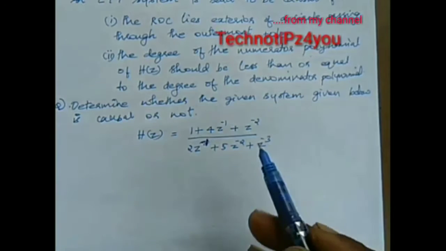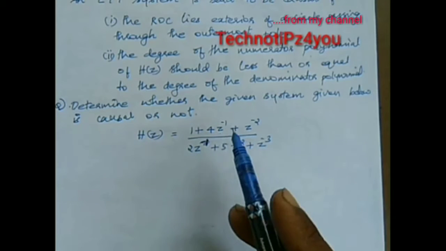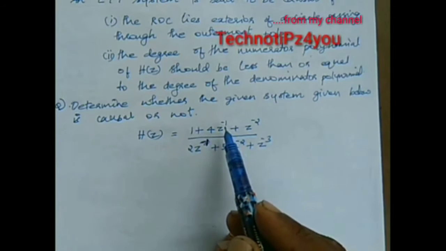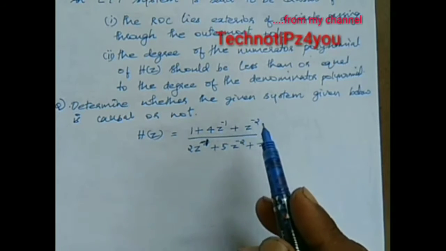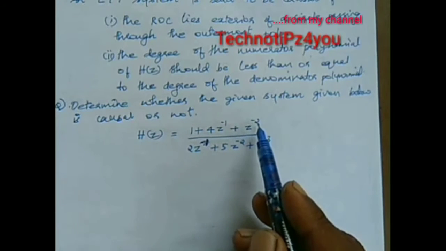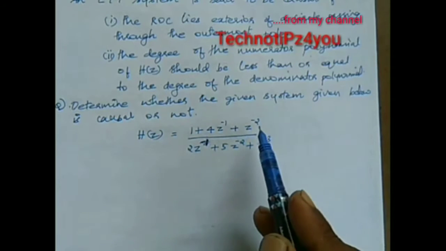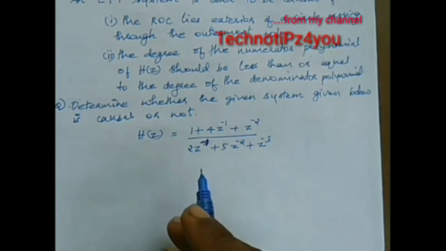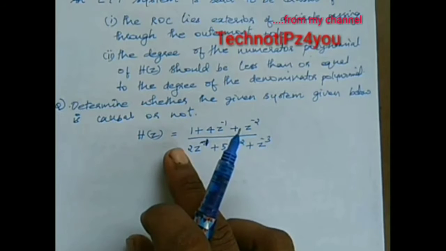So first of all, we have to express the power of z terms as positive powers. Here all the exponents or all the powers of z terms are expressed with negative signs. We have z^-1, z^-2, z^-3. We have to change the powers of all z terms into positive. So I'm going to rewrite this H(z) once again.